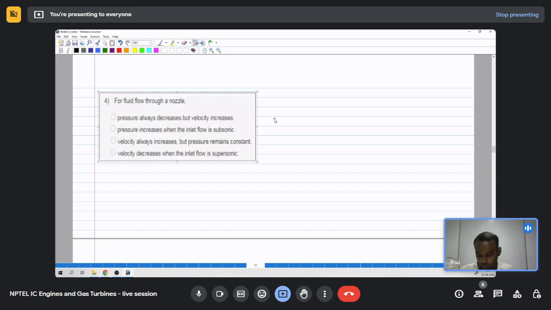For fluid flow through a nozzle, pressure always decreases but velocity increases. Pressure increases when inlet flow is subsonic. Velocity always increases but pressure remains constant. Velocity decreases when the inlet flow is supersonic. Option A. Yeah, option A is right.